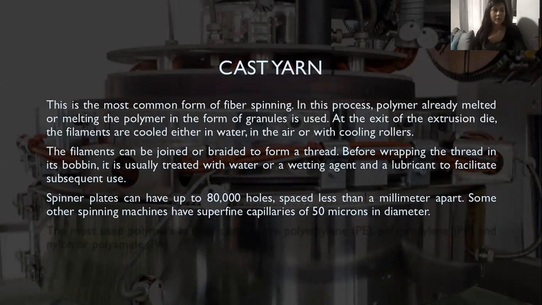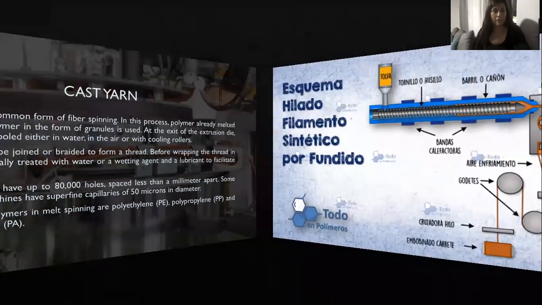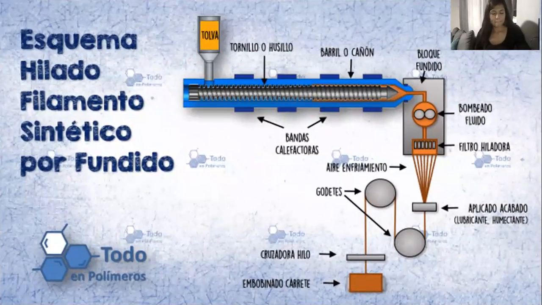Spinneret plates can have up to 8,000 holes, spaced less than a millimeter apart. Some other spinning machines have superfine capillaries of 50 microns in diameter. The most used polymers in melt spinning are polyethylene, polypropylene, and nylon or polyamide. There is a synthetic melt spinning scheme.